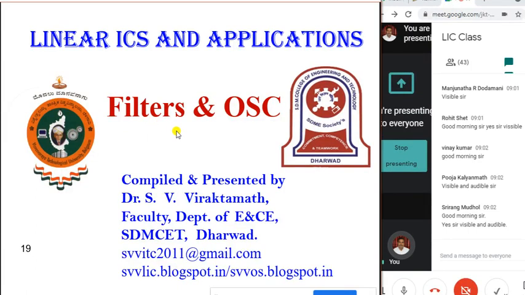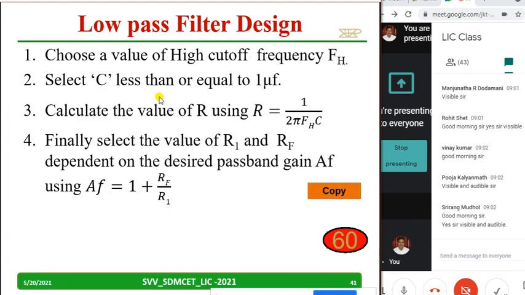So let us continue today's class. Last class we discussed how to design a low pass Butterworth filter, and also we spent time to discuss why we select C and why we calculate R instead of doing a reverse. Many students answered yesterday when this question was asked.